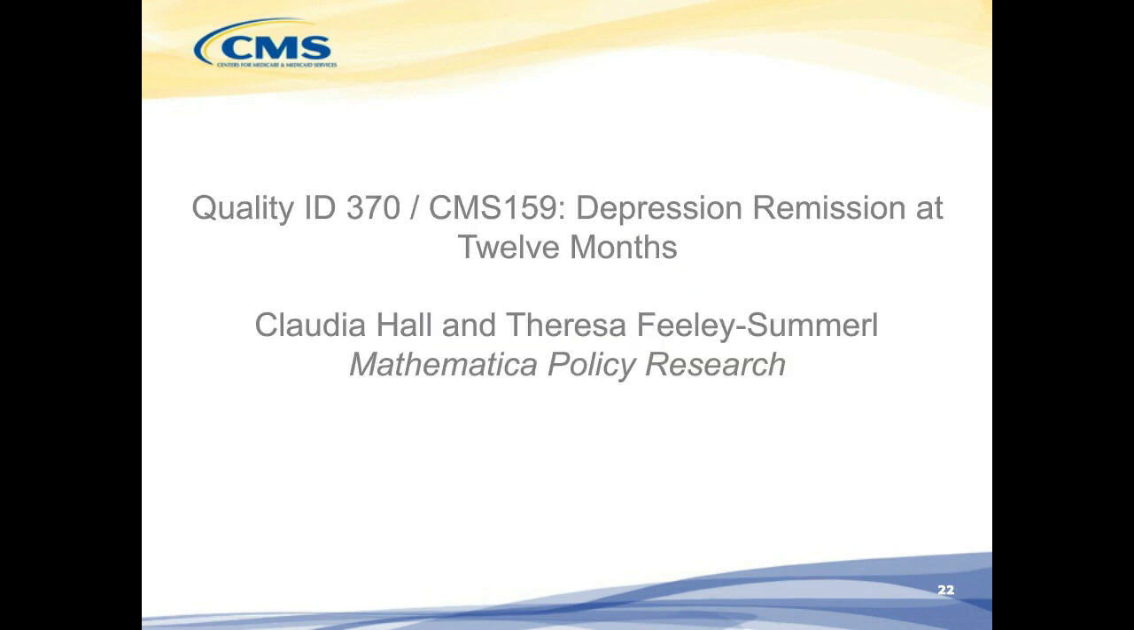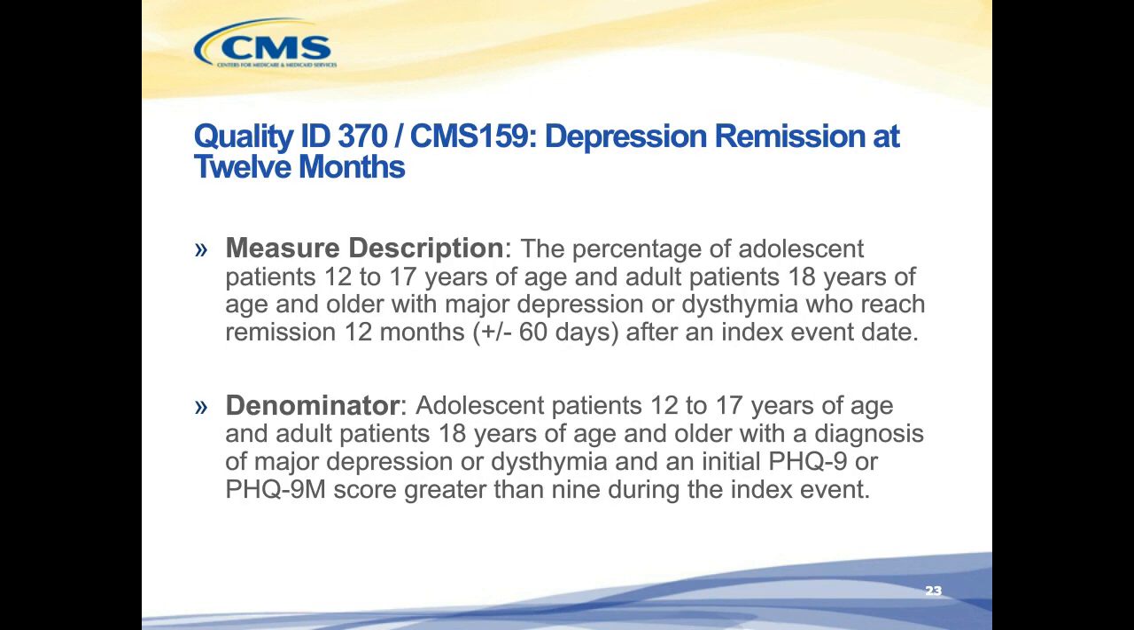Sure. Hello, everyone. Okay, we're going to start by looking at depression remission at 12 months. This measure looks at the percentage of patients 12 to 17 years of age and adult patients 18 years of age and older with major depression or dysthymia who reach remission 12 months after an index event date. And that's 12 months plus or minus 60 days.